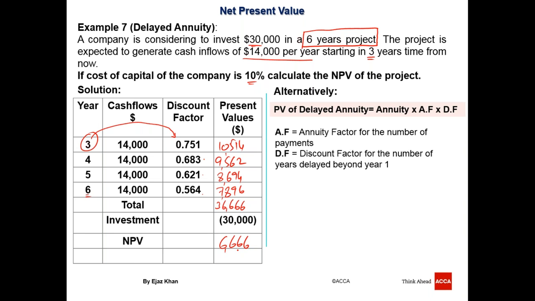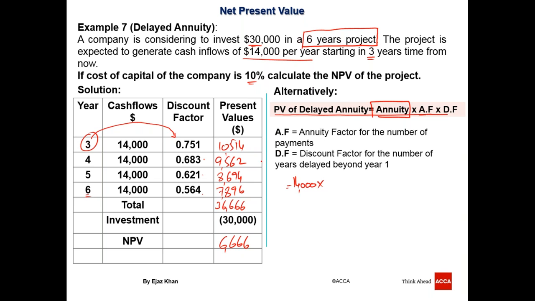Okay, so this is the tabular approach, but definitely it's a very linear approach, so we can't use this approach in an exam. So let's use this formula to solve this question. According to this formula, we need to pick up the annuity, which is 14,000, multiplied with the annuity factor.